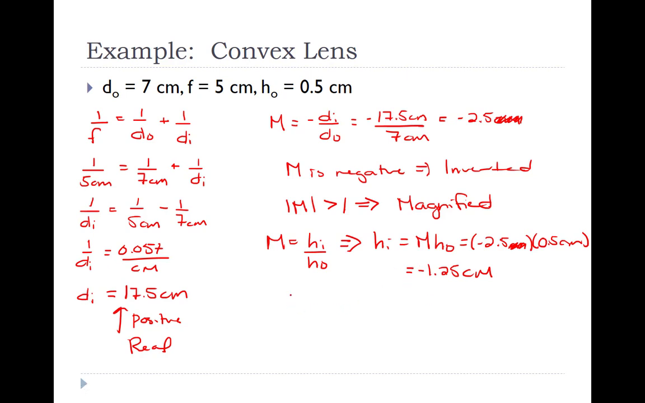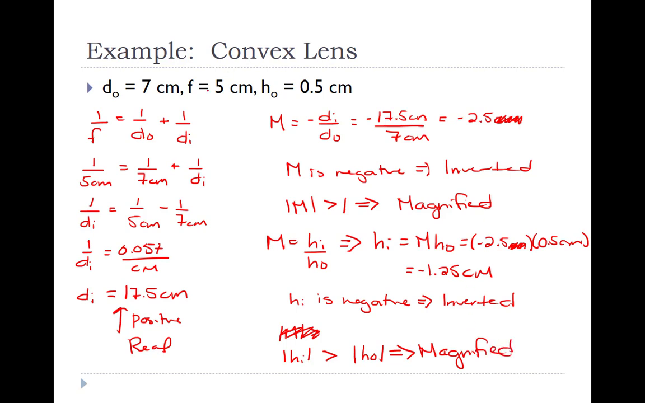Now I can see that the image height is negative. That again tells me it is inverted. Let's compare the image height to the object height. And I see that the absolute value of the image height is greater than the object height. That again tells me I am magnified.